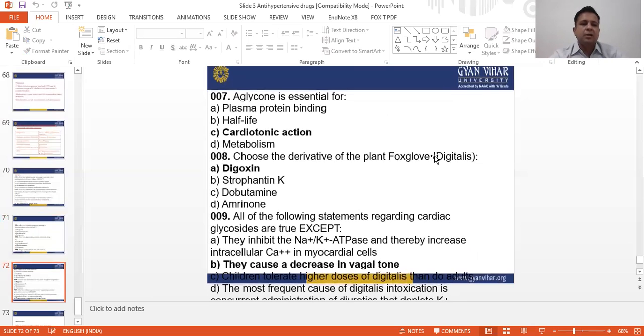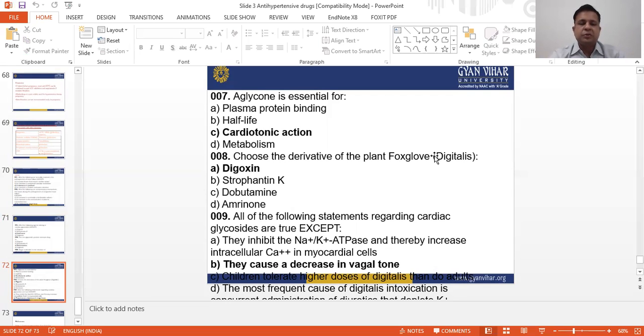Next, the aglycone is essential for: out of four options, A, plasma protein binding; B, half-life; C, cardiotonic action; and D, metabolism. The correct answer is C, cardiotonic action.